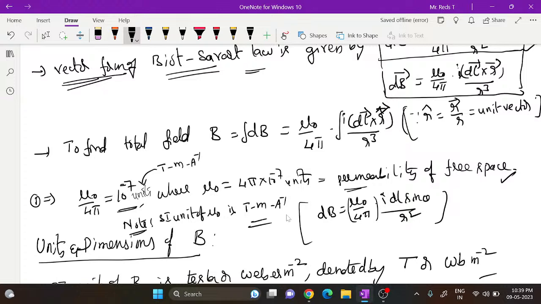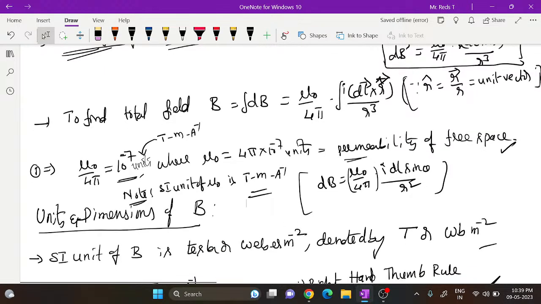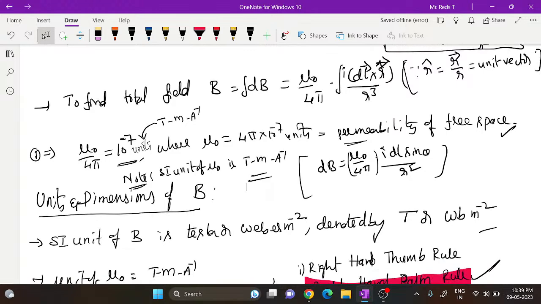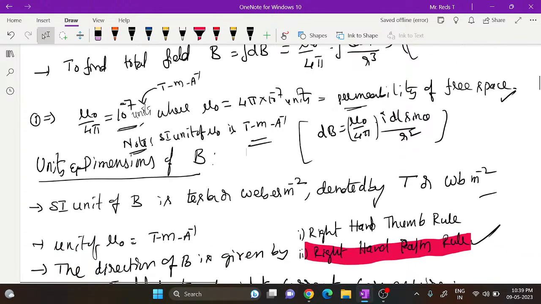Writing the dimensional formula of different quantities is very, very important. Guys, you have to try to write the dimensional formula also. For writing this dimensional formula, this expression may not be useful, but in a later stage of this chapter we come across force acting on a moving charge.